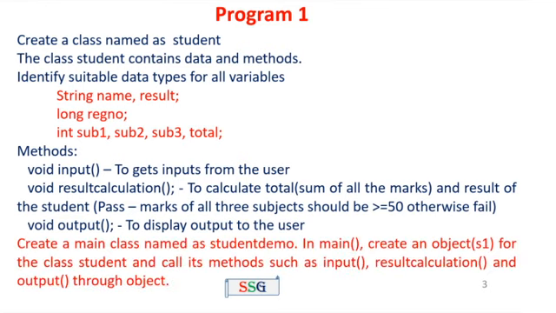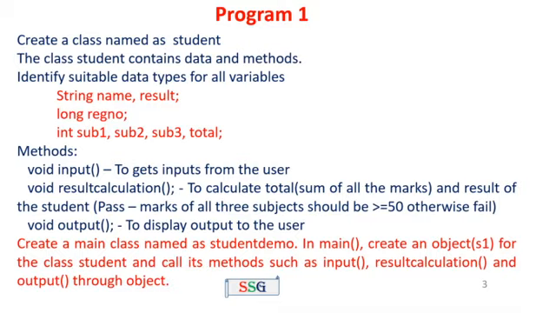The next one, for this program, we have to create the main class named StudentDemo. So in this program, there are totally two classes. One is the student class, another one is the main class, named StudentDemo. In the main class, create the object s1 for the class student and call its methods such as input, result calculation and output through the object. That means the main class only contains the main method. In the main method, you have to create the object for the class student, then call all the methods.